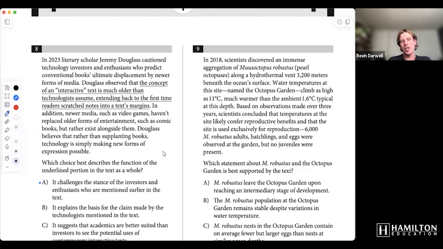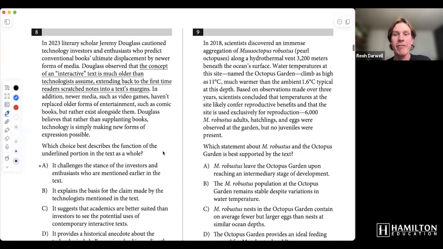All right, so question 8, we are asked to describe the function of an underlined portion in the text as a whole. So in the same way that we would never understand the function of a kite if we don't consider the context of the wind, right? Or understand the function of a car's tire unless we consider the context of a car. We can't understand the function of an underlined portion without the text as a whole.